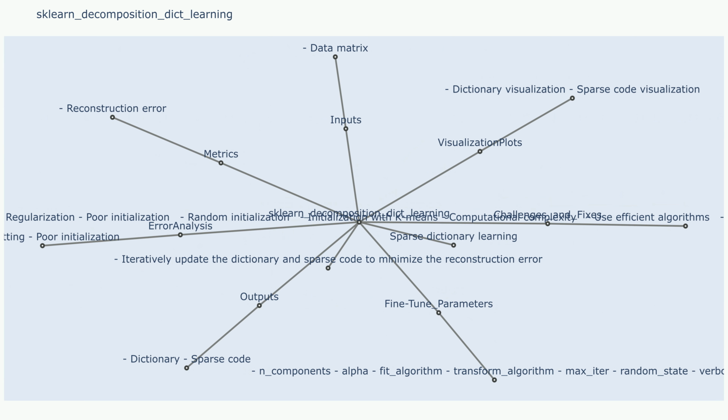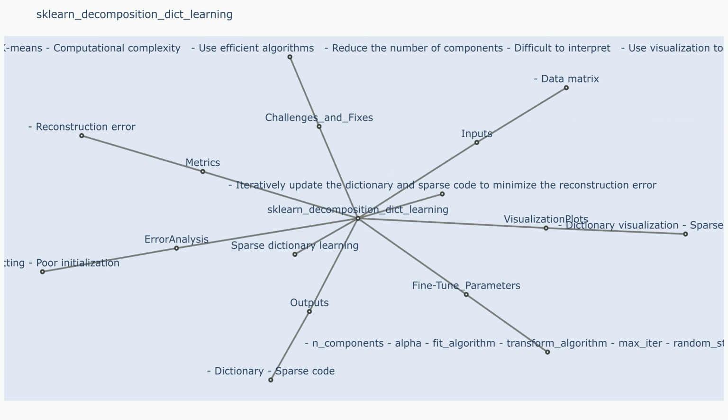Outputs. Code: this is a 2D array representing the sparse code matrix. Each row corresponds to a data point, and each column represents the coefficient of the corresponding atom. Dictionary: this is a 2D array representing the learned dictionary matrix. Each column corresponds to an atom.